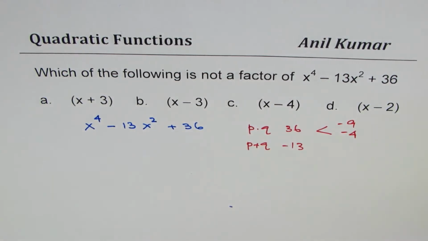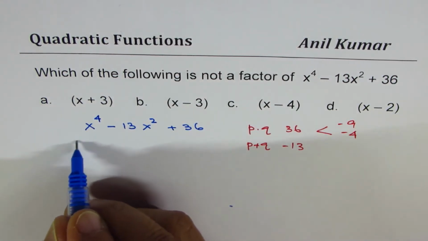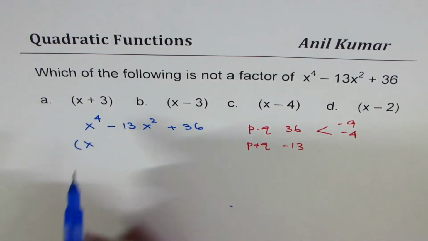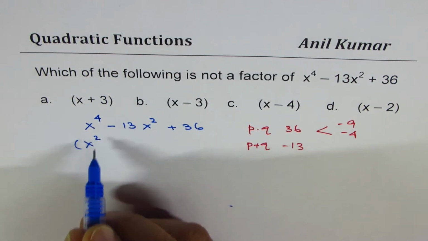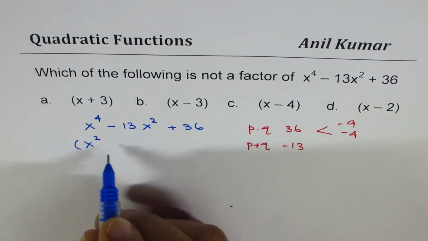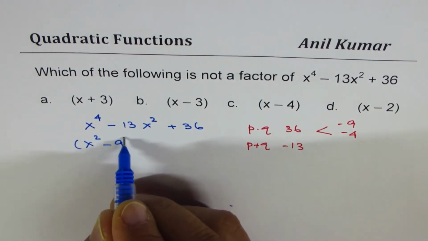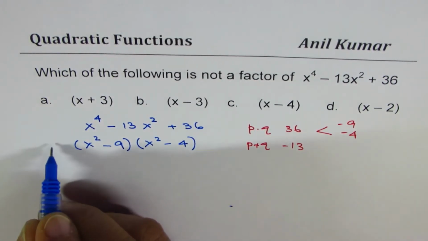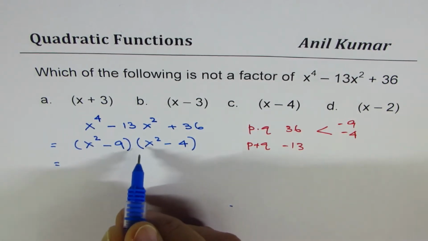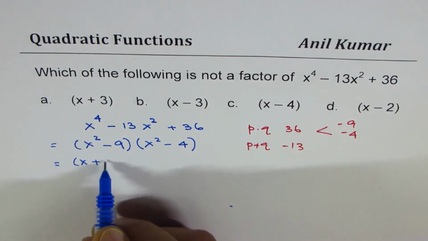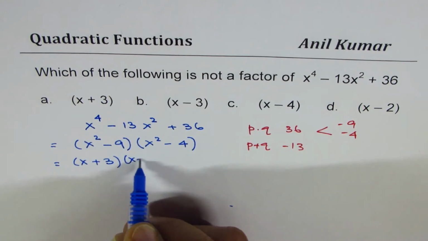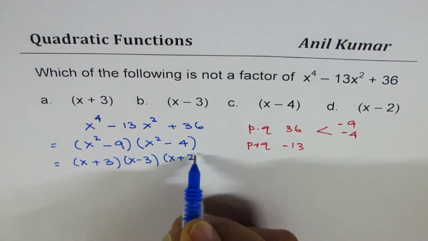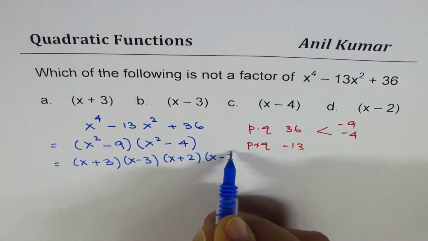So we can now factor this as minus 9 and minus 4. Since it is x to the power of 4, we can use x squared, right? So we are using quadratic strategies, and we can factor this as x squared minus 9 times x squared minus 4, correct? Now this is difference of squares. We could write this as x plus 3 times x minus 3. And for x squared minus 4, we can write x plus 2 times x minus 2.